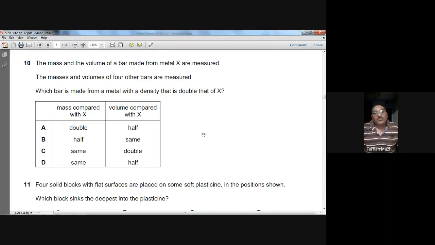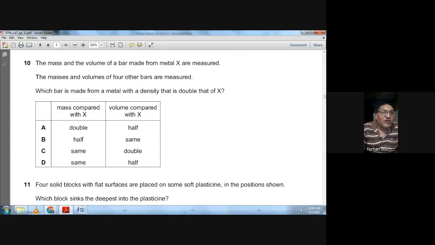So suppose that the mass of X is M and the volume of the bar X is V. So its density is, suppose, D, and D will be equal to M by V. So we are looking for another metal whose density is double the density of X. Different conditions are given.